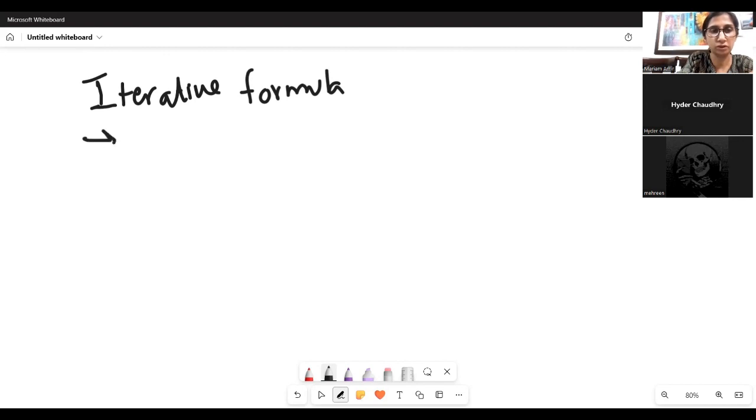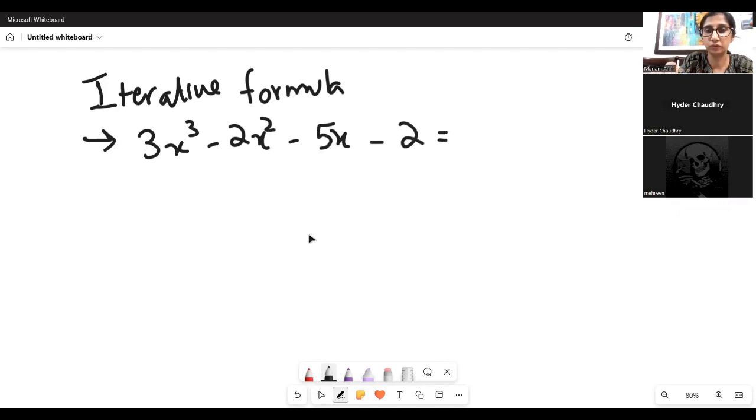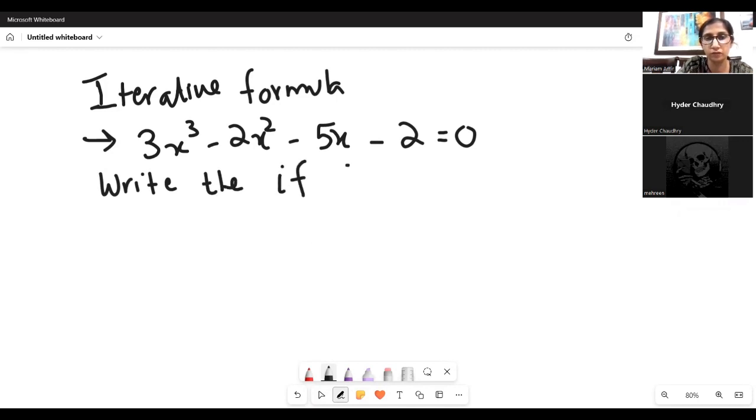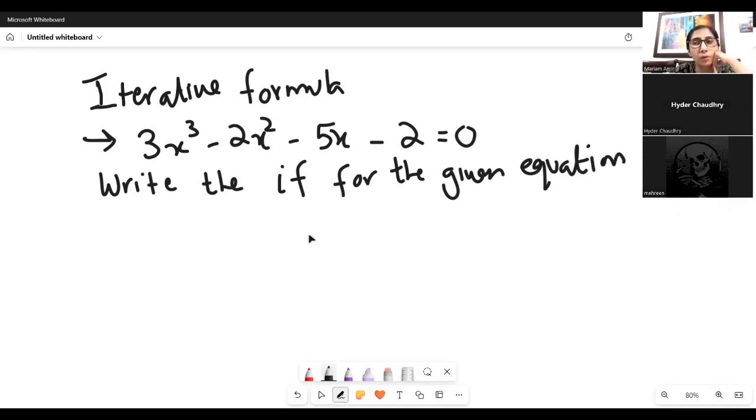So you're given an equation 3x cubed minus 2x squared minus 5x minus 2 is equal to 0. And we have to form an iterative formula for this equation. Write or state the iterative formula. I'm writing IF for the given equation. Okay. What is an iterative formula? We'll talk about that in a bit. For now, we're learning how to form an iterative formula.